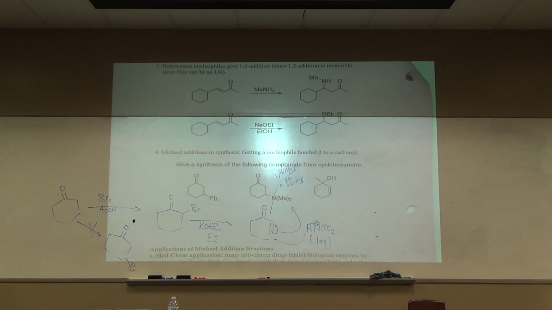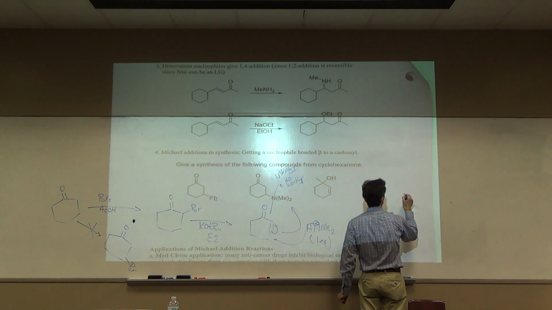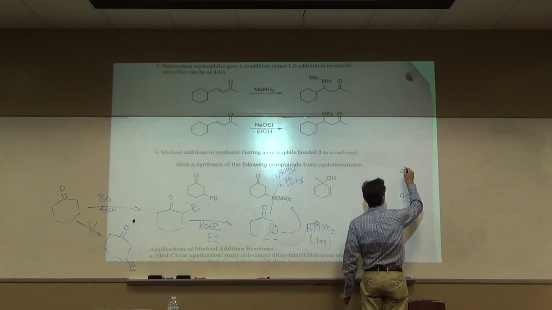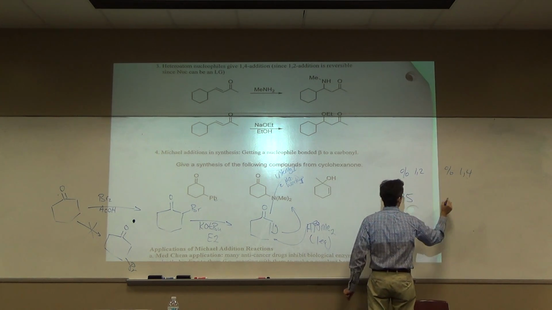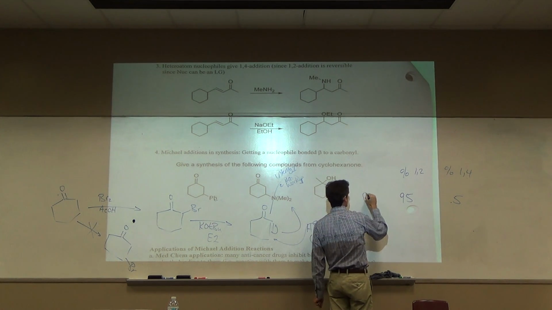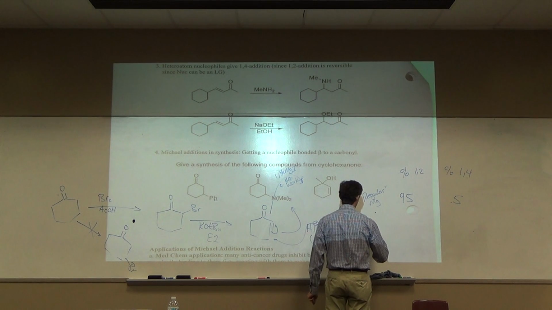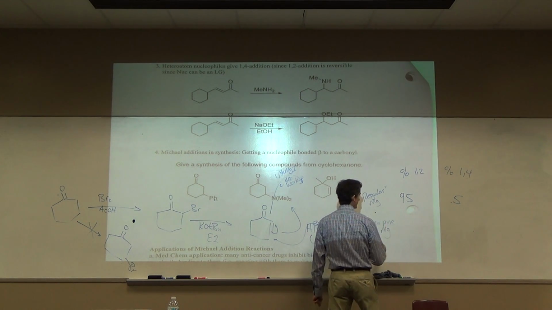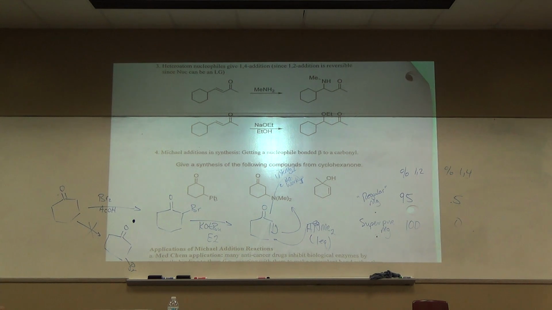If you make a Grignard and then react it here, you get like, I'm making these numbers up, this is percent 1,2, this is percent 1,4. If you use regular magnesium to make your Grignard, you get something like that. If you use super pure magnesium, you get something more like this. In both cases, we see the 1,2 is favored. But why the difference between super pure and regular magnesium?